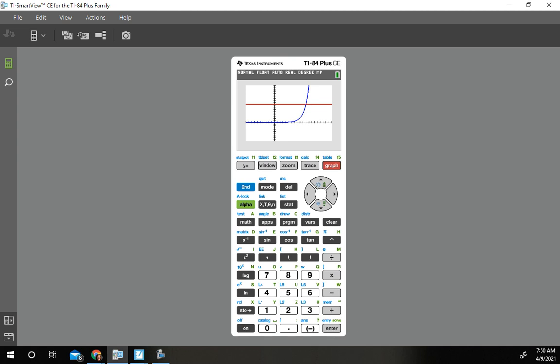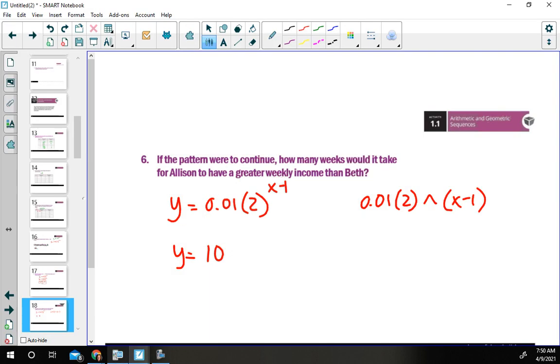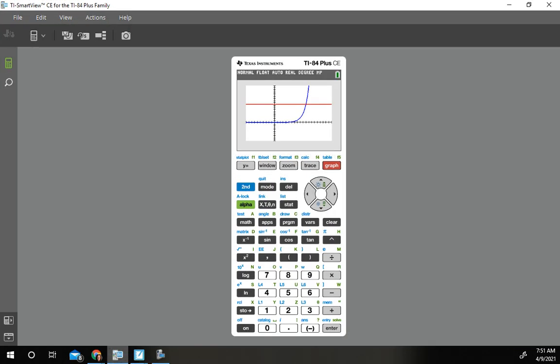All right, so it says, back to this question, at what point would it take for Allison to have a greater weekly income than Beth? So what we're going to do is find where they intersect first. And after that intersection, I know that she's going to take over Beth. So I'm going to press second, trace, intersect, and find out when they're the same.